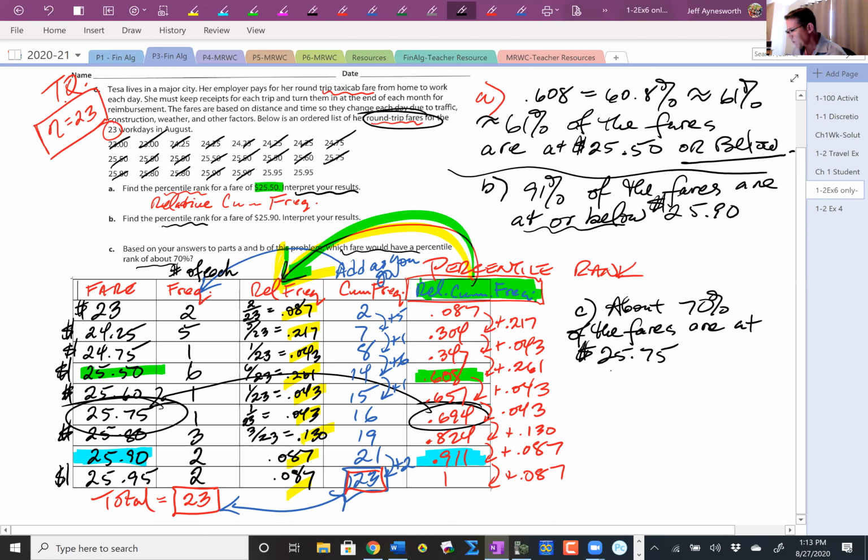Are at $25.70 or below. The answer is $25.75. That's the key, but I just wanted to have them explain it. Okay, very good. Let's pause here. Talk to me. Are there any specific questions on what we've done so far? Believe it or not, that covers pretty much everything that was talked about in the lesson.